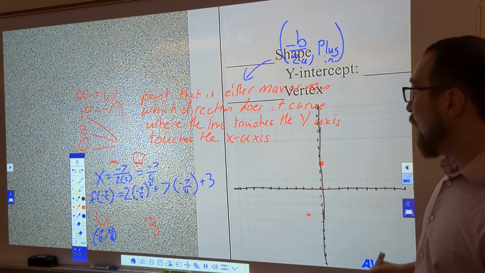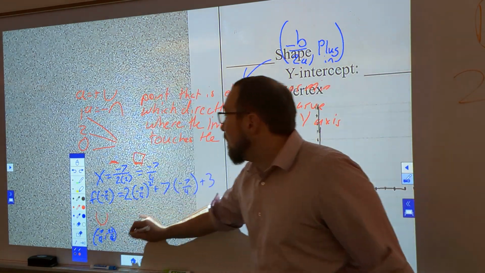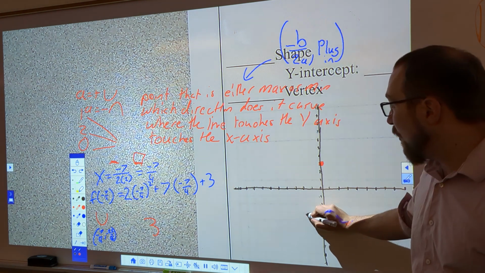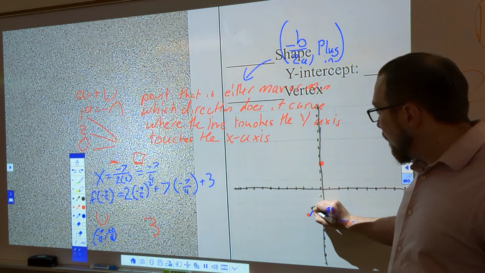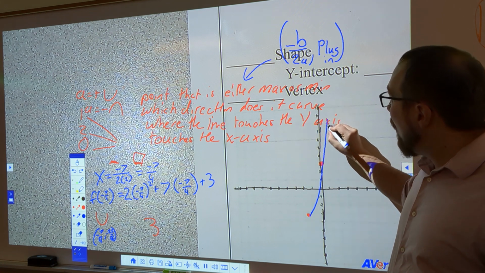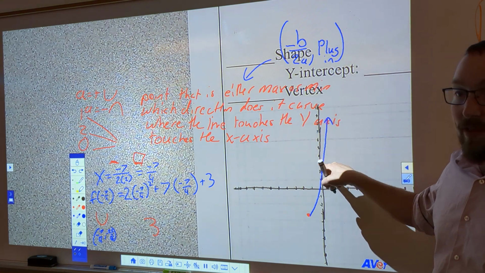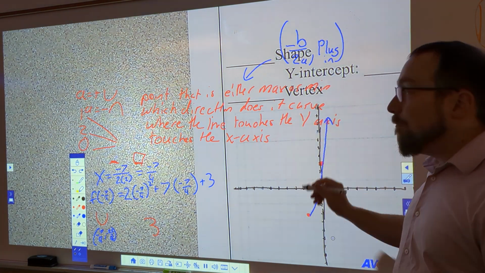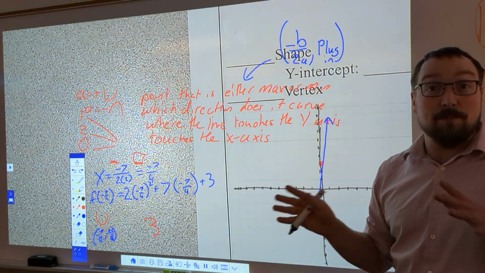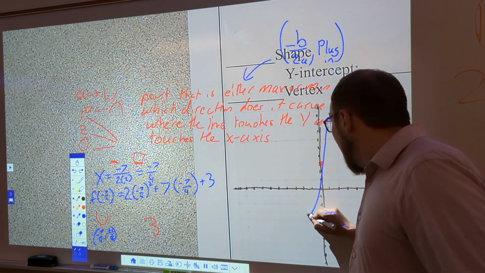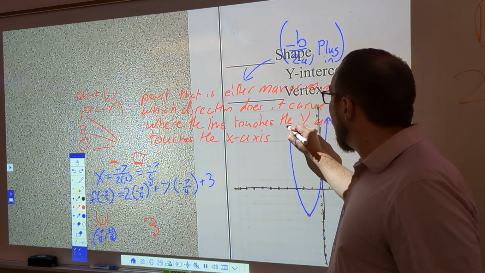All right, so what this tells me is that because it's a smiley face, I know it's going to start at the vertex, and let's actually do this in blue. It's going to start at the vertex and go up, and it's not going to cross the y-axis until it hits this point. That's the y-intercept. And then because parabolas are symmetrical, meaning they're the same on both sides, we know that this side also looks something like that.